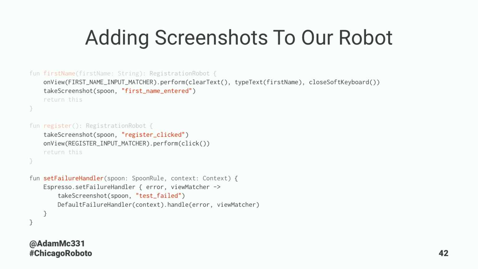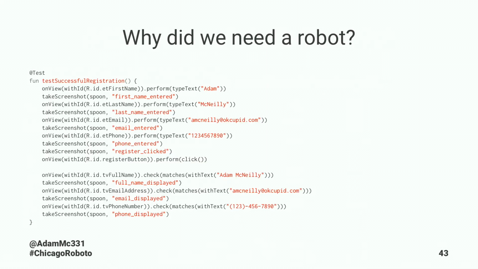And then this is an example of how you can set an Espresso failure handler that will take a screenshot anytime a test fails and pass off that control right back to the default error handler. And some of you might be asking, like, okay, that's cool because we broke it out by every step, but did we really need a robot to take screenshots? Well, would you want to end up with something like this?